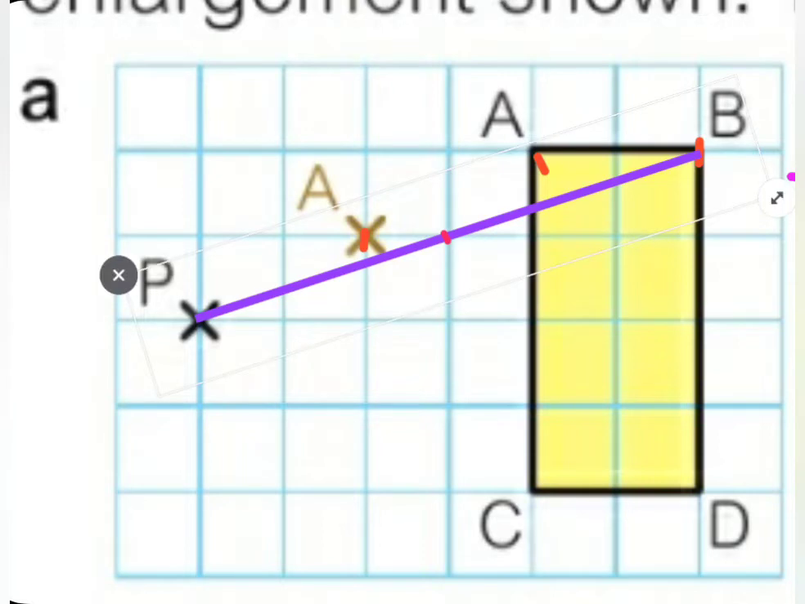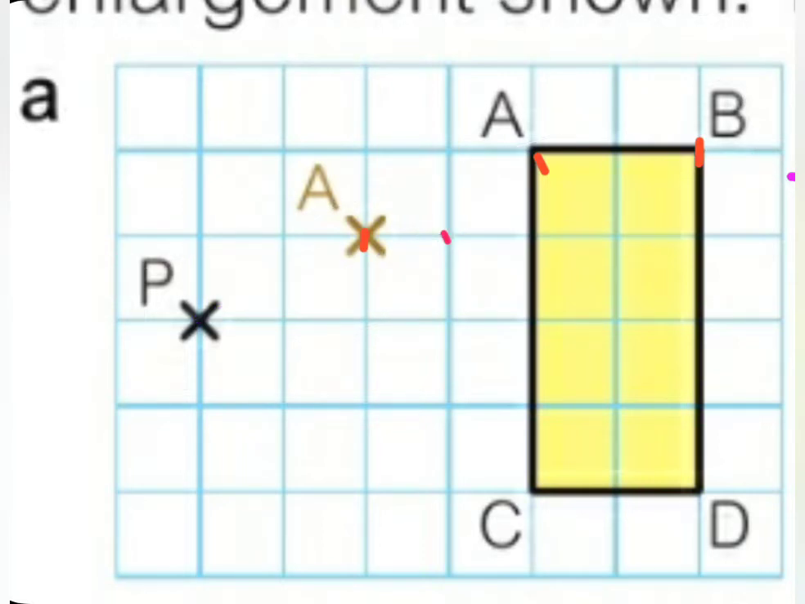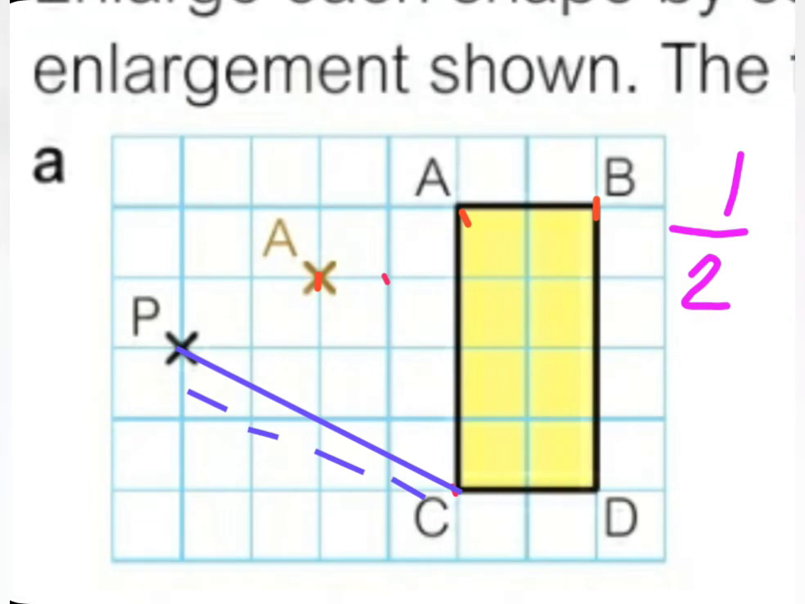Now let's remove this. Same idea for the other points. Let's work on point C. Here we find the distance between center of enlargement and the point. We put a line like this so we will know where to put the point. Now we count 1, 2, 3, 4. When we multiply 4 by the fractional scale factor half, we will get 2. So the distance will be 2 centimeters. So we put it right here.